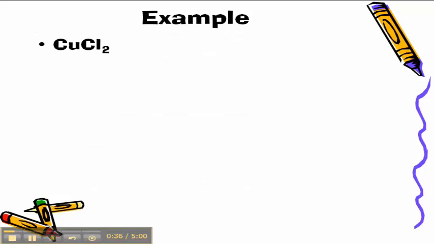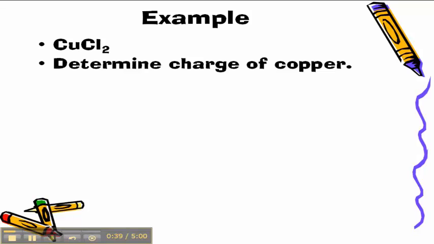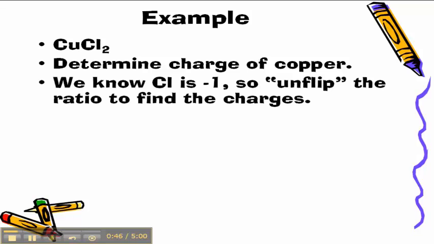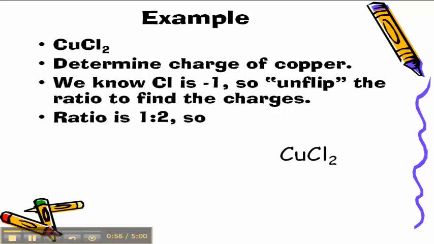So we have CuCl2. The first thing we need to do is see that copper is a transition metal, so we need to determine its charge. We know that chlorine is -1. We're going to unflip the ratio to find these charges. So our ratio is 1 to 2. Here's what our formula looks like. Remember that the -1 on the chlorine gave our copper its 1 subscript. So that means the 2 here gave copper a +2 charge. So we have a Cu with a +2 charge.